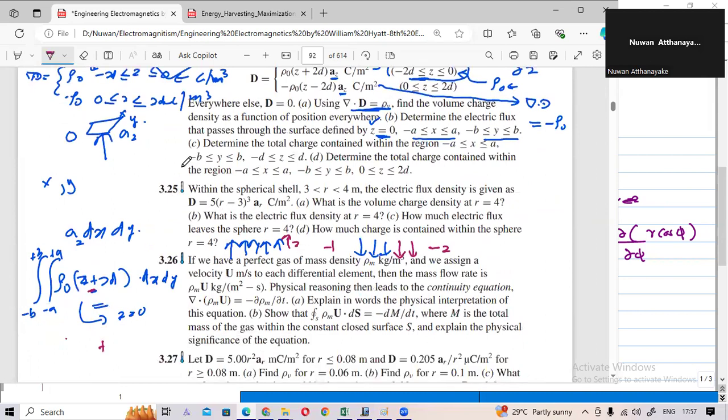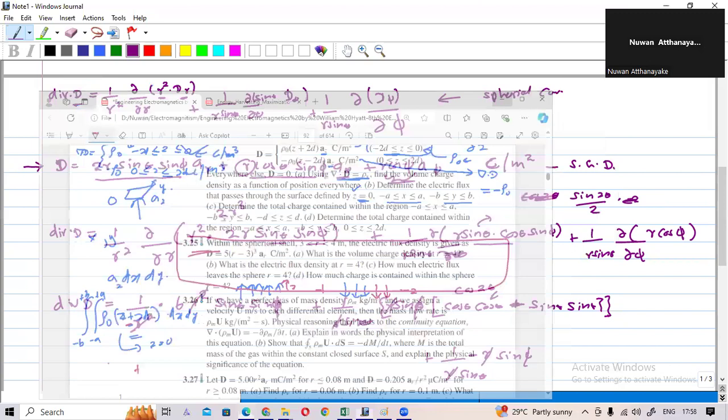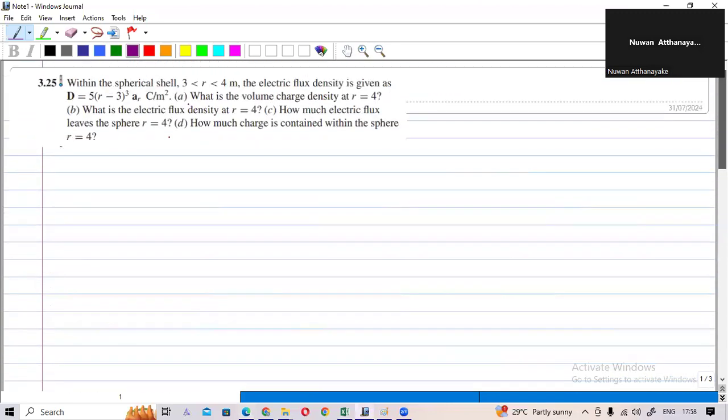So we will try to do another question. We will do this one, 3.25 example, okay? Already I have written it here. So it is stated that the spherical shell is there. So that is definitely spherical coordinate.